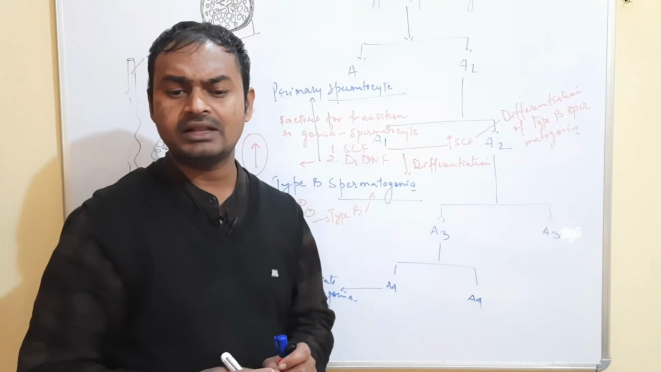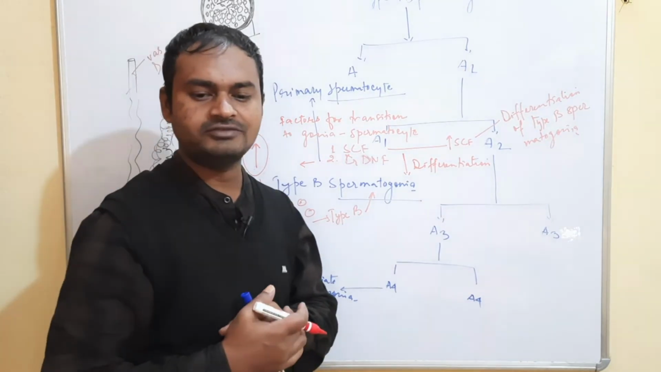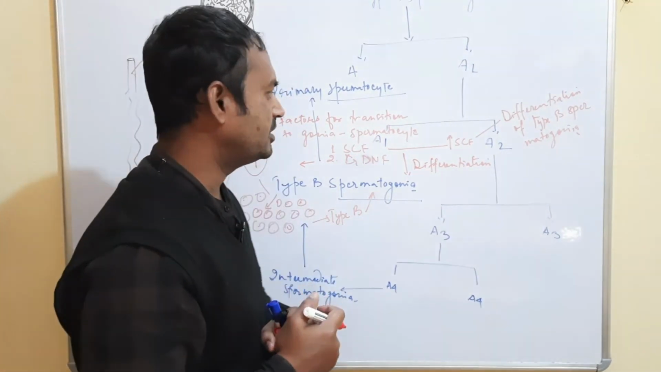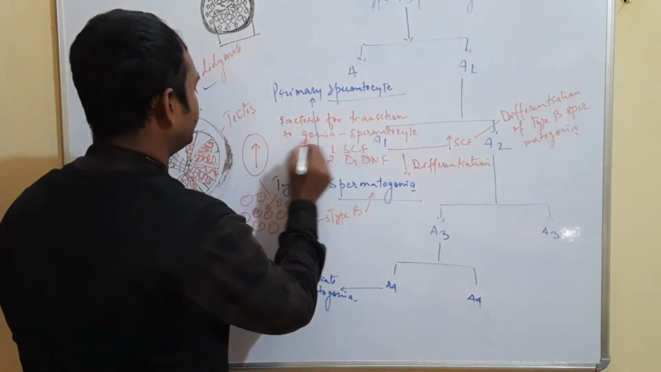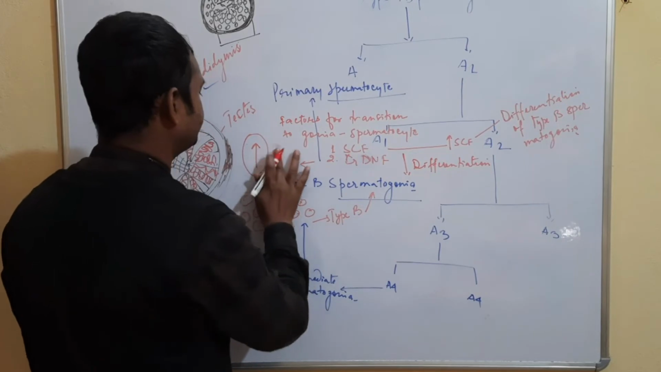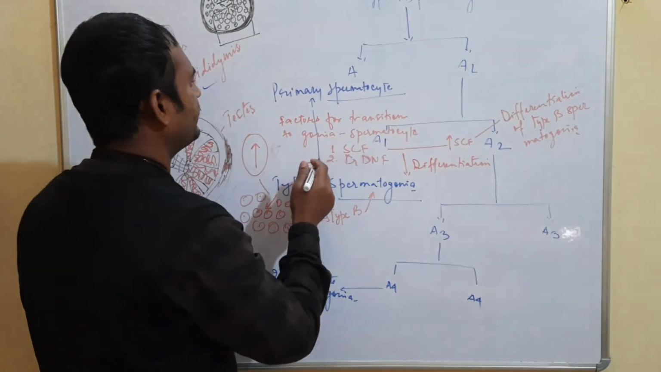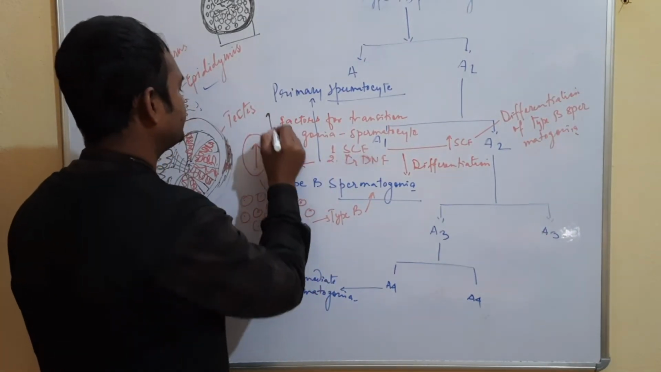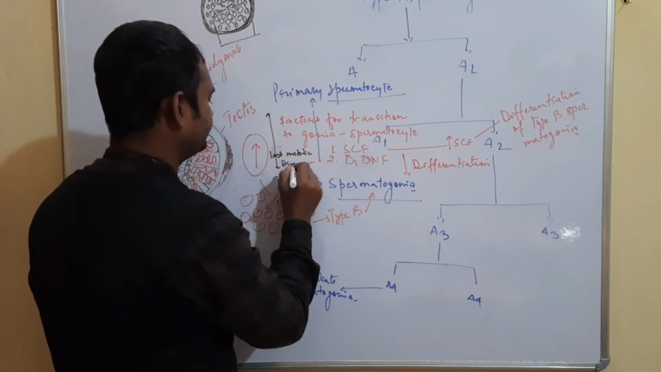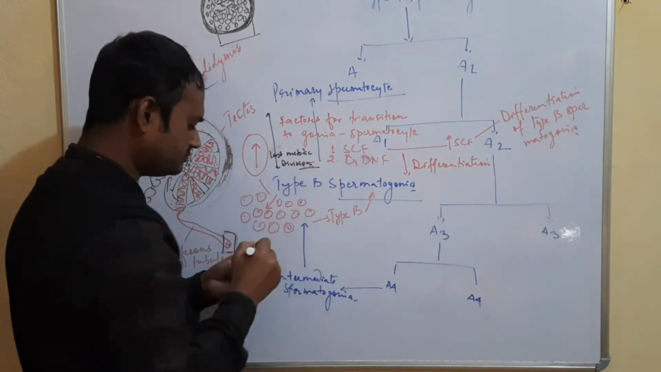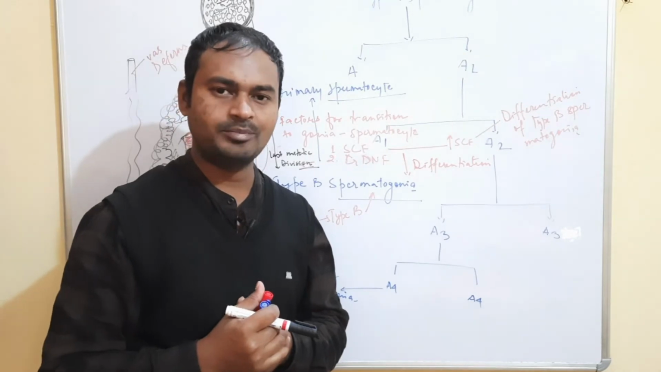So what will be the fate of this primary spermatocyte? Till now we have studied the division. This was the last mitotic division, from type B spermatogonia to the primary spermatocyte. So this is the last mitotic division. Then what will happen thereafter?